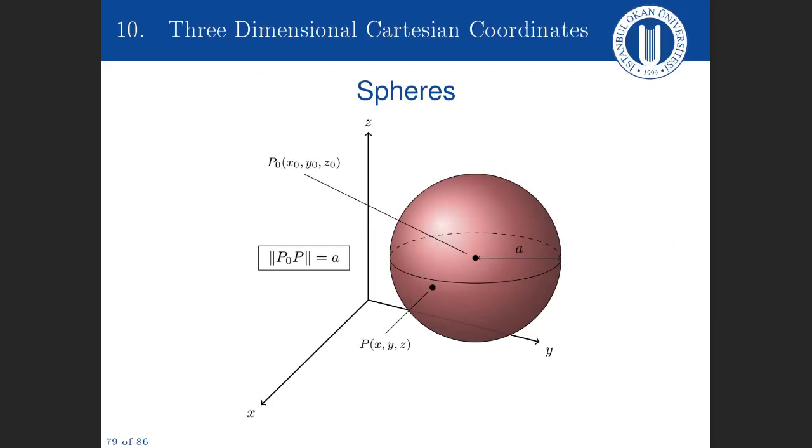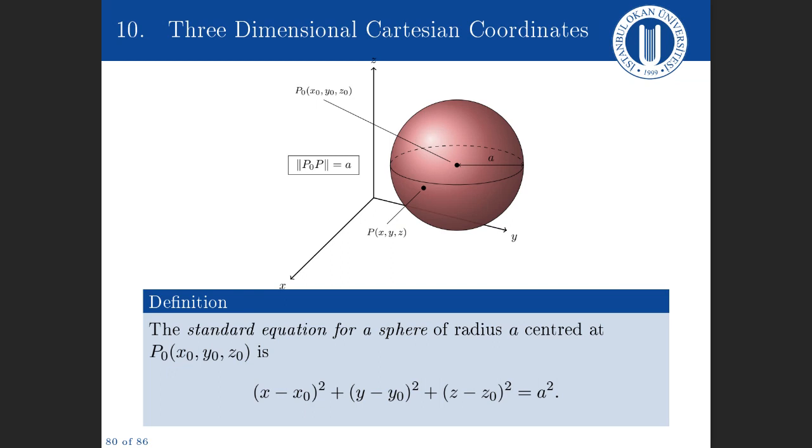Let's talk briefly about spheres. A point P lies on the surface of a sphere with center at P0 if the equation distance from P0 to P is equal to a constant A is satisfied. Now, because we have our formula for distance, we can write down the standard form. The standard equation for a sphere of radius A, centered at the point x0, y0, z0 is x minus x0 squared plus y minus y0 squared plus z minus z0 squared is equal to A squared.